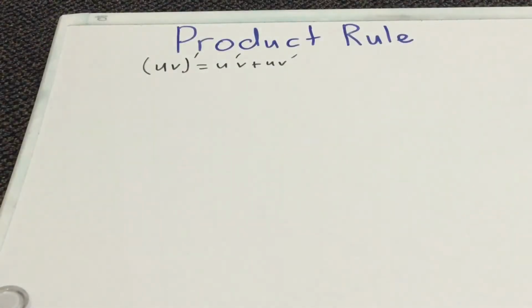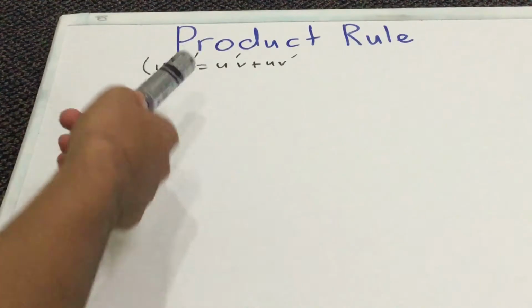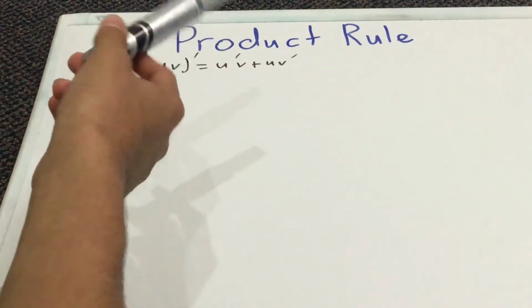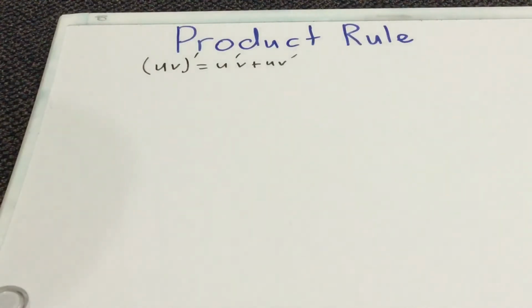Hi, so today we'll be learning about the product rule. So what is the product rule? I've written it over here. It states that the derivative of u times v is equal to u prime times v plus u times v prime.